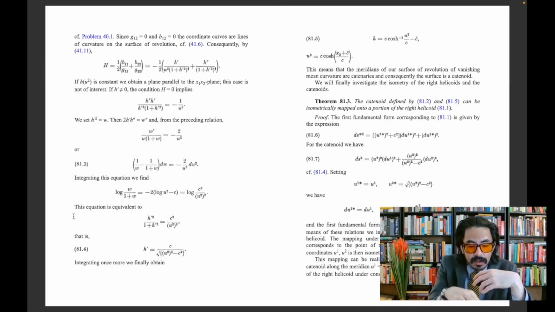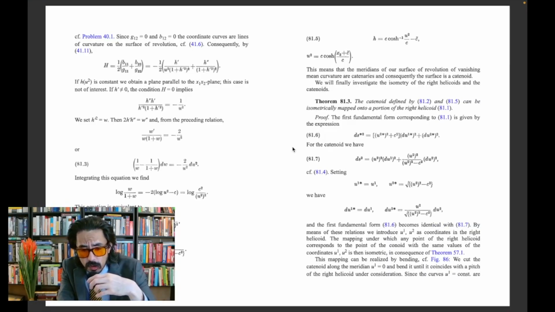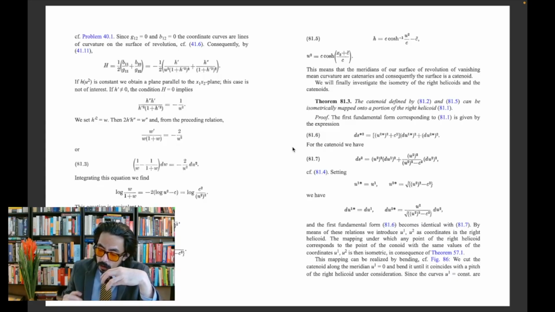Integrating once more, we finally obtain lowercase h equals c times the inverse hyperbolic cosine of u2 over c, and then minus c tilde. And we also have, or that is to say, u2 is equal to c times hyperbolic cosine of fraction x3 plus c tilde all over c. This means that the meridians of our surface of revolution of vanishing mean curvature are catenaries, and consequently the surface is a catenoid. We will finally investigate the isometry of the right helicoids and the catenoids.